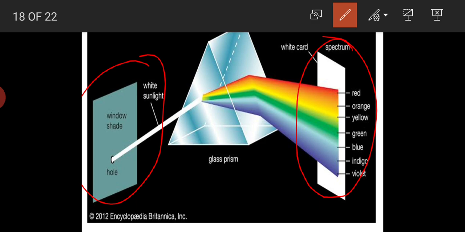Now switch on the white light source. This white light will fall on the wooden plank and pass through the small hole of the wooden plank and it will fall on the prism. This white light, when it falls on the prism, will undergo dispersion, and this dispersion of the light, or spectrum, we can observe on the white screen.